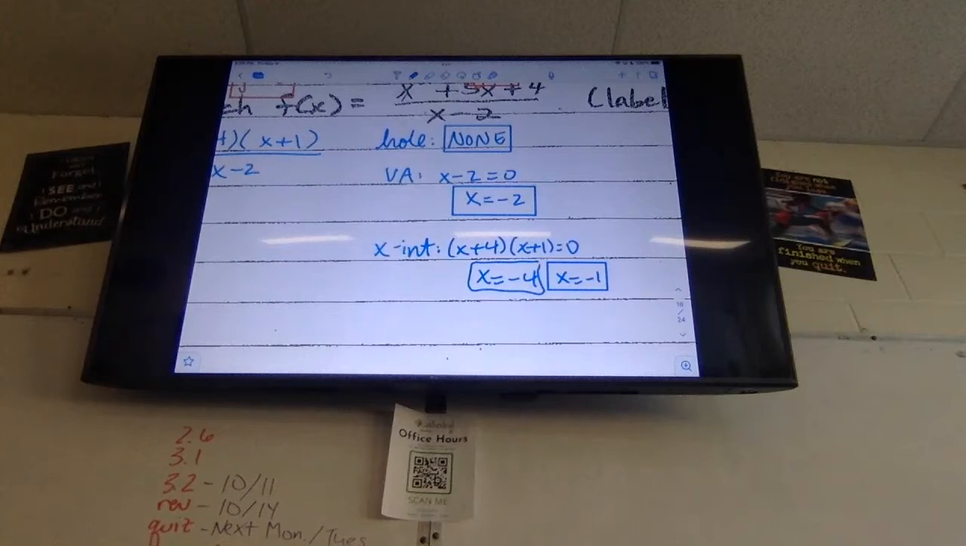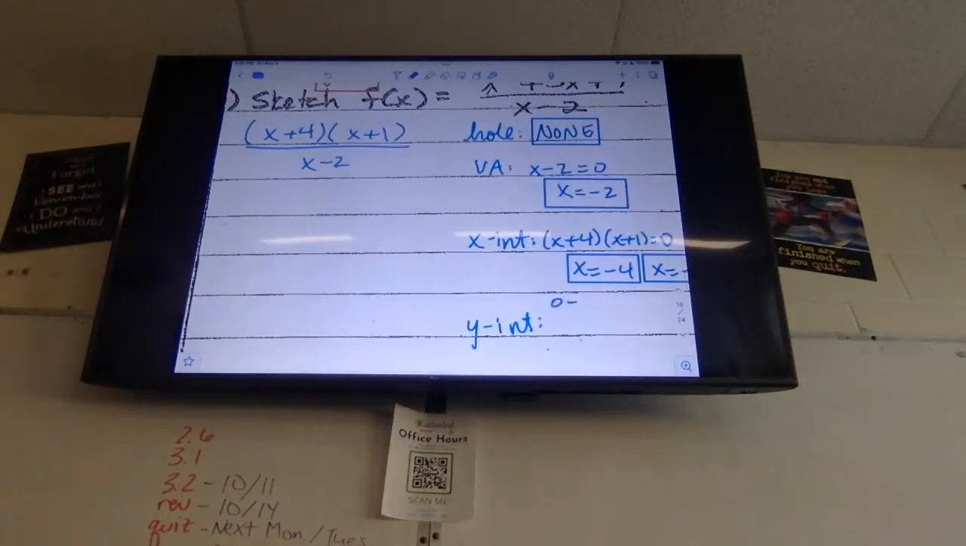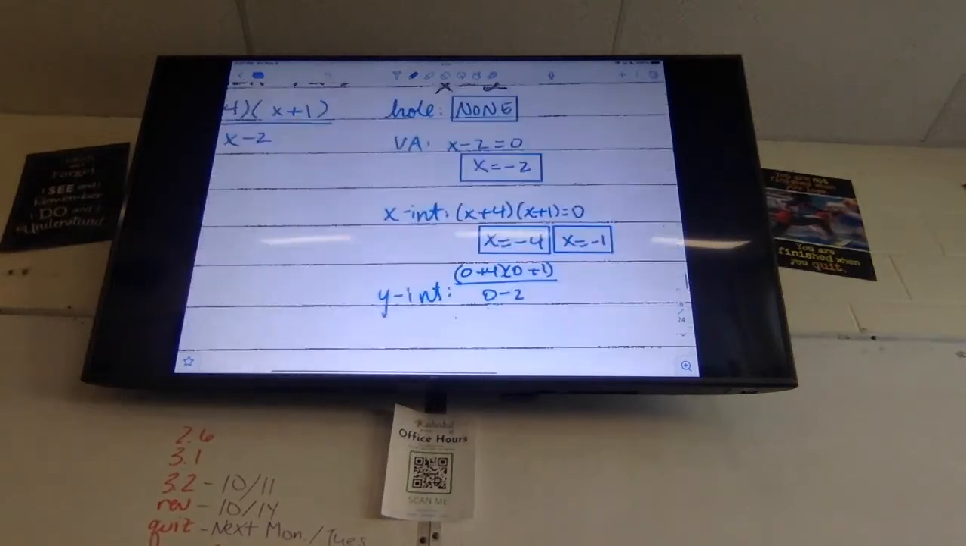And then y-intercept, plug 0 in for all the x's. I'm still using my factored version, so 0 plus 4 times 0 plus 1 over 0 minus 2. So that's gonna be 4 times 1 over -2. 4 divided by -2 is y equals -2.